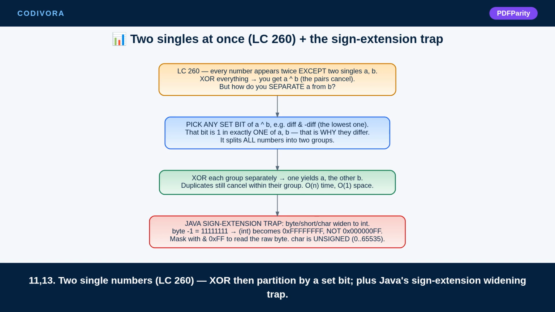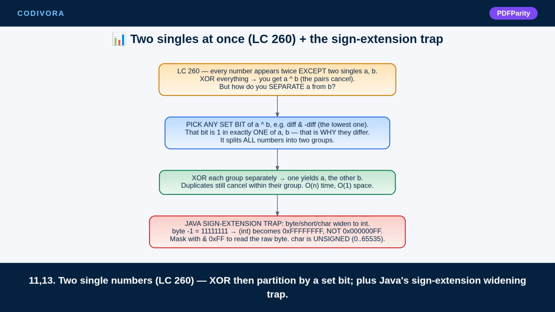That bit is 1 in exactly one of the two loners, which is precisely why they differ there. So it partitions every number into two buckets. XOR each bucket on its own, and out fall A and B, because the duplicates still cancel inside their bucket. Order n time, constant space. One Java gotcha to name.